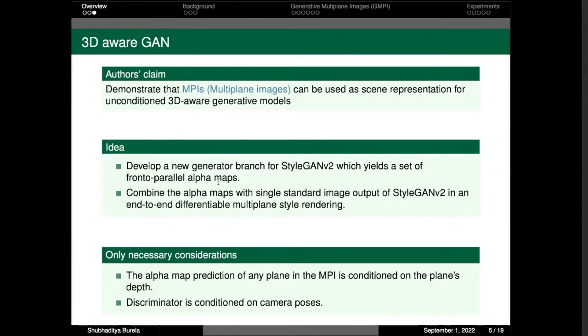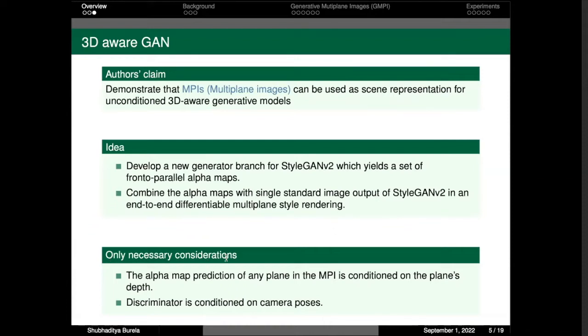Now, once the alpha maps are created, they combine the alpha maps with the single standard image output of StyleGAN v2 in an end-to-end differentiable multiplane style rendering. So just by doing this, the authors obtain a 3D aware generation from different views while guaranteeing view consistency.